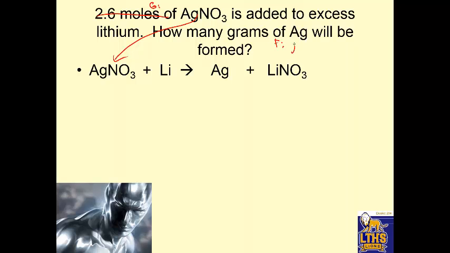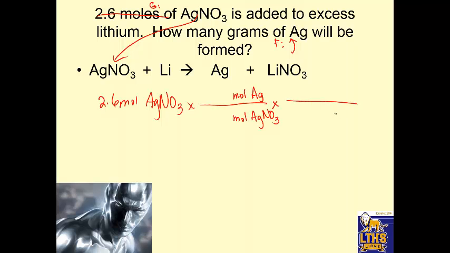Find grams of silver. Okay, so this time we have 2.6 moles of silver nitrate. Well, guess what? We're already in moles, so we could go right to the mole ratio. We could say moles of silver nitrate need to change into moles of silver, but we're not done because our last step, we have to change moles of silver into grams of silver. Okay, moles of silver to moles of silver nitrate. Since it's moles and moles, we use the coefficients. There's a 1 and a 1.